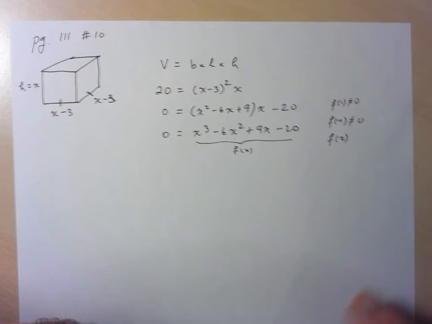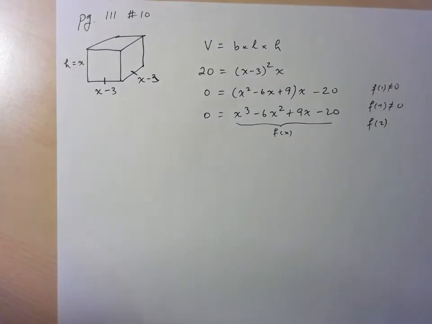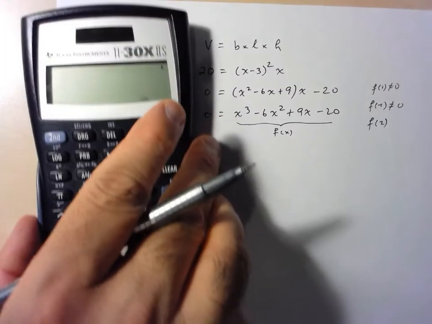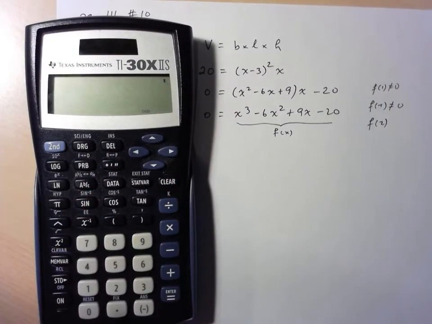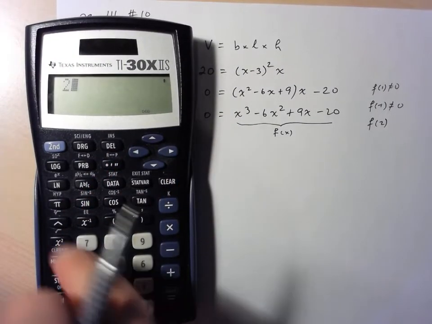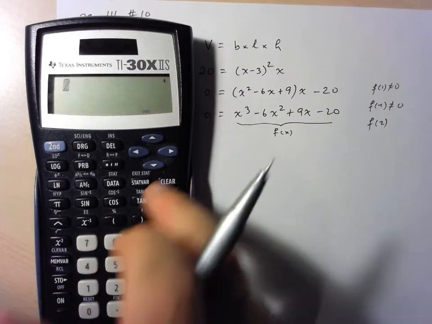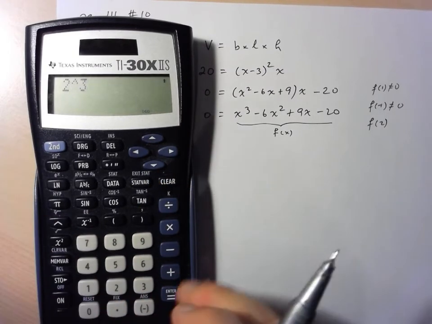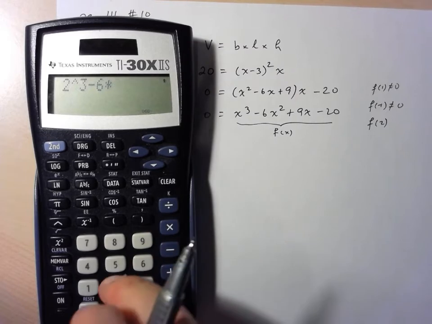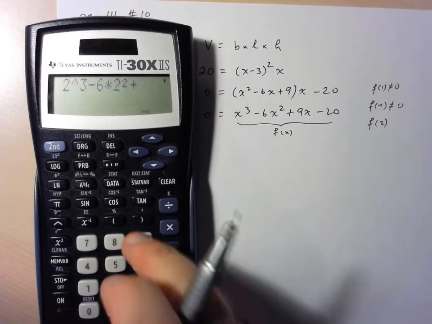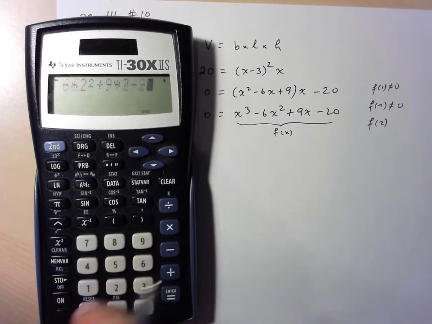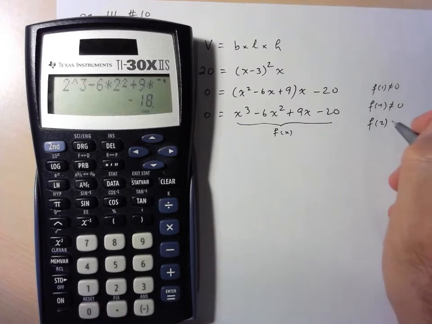And even though I probably could manage to do this in my head, I think I'm just going to take the calculator just to make sure I don't make any silly mistakes. Okay, so let's take a look at what we have. So we have 2 cubed, minus 6 times 2 squared plus 9 times 2 minus 20. Okay, not equal to 0.